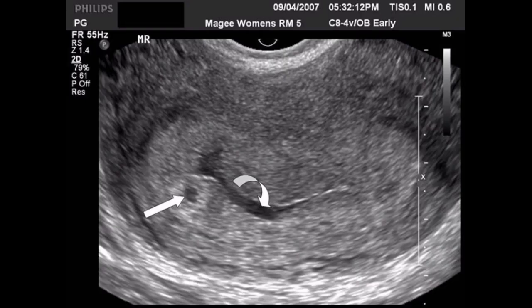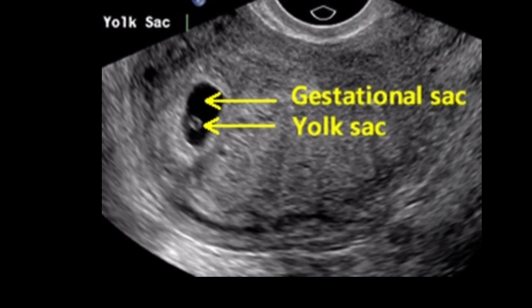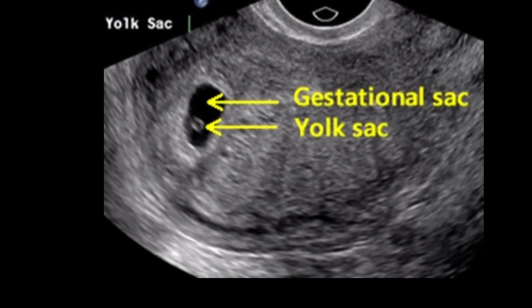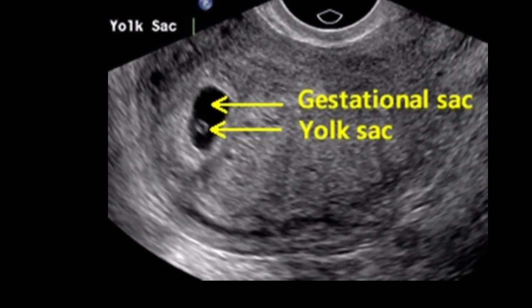1. Its normal eccentric location. It is embedded in the endometrium rather than centrally within the uterine cavity. 2. Presence of the double decidual sign, most helpful at 4 to 6 weeks. 3. Presence of a yolk sac, seen at approximately 6 weeks, unequivocal evidence of a gestational sac.